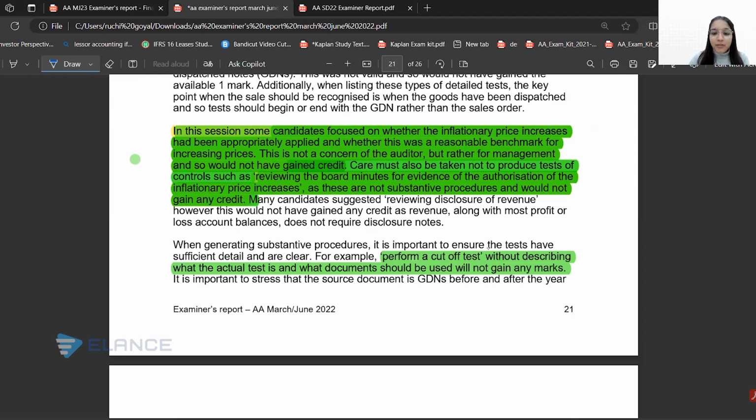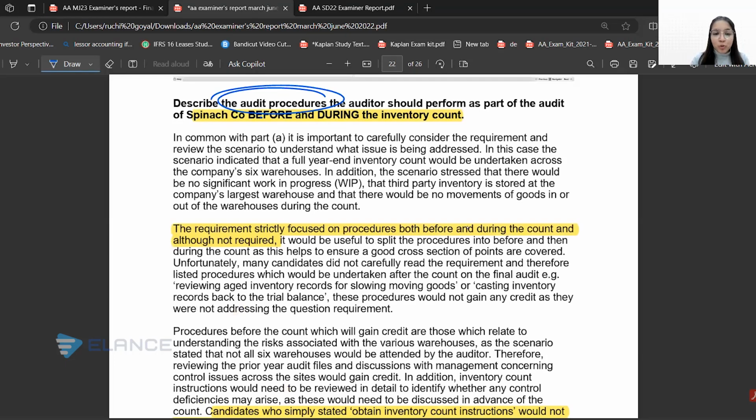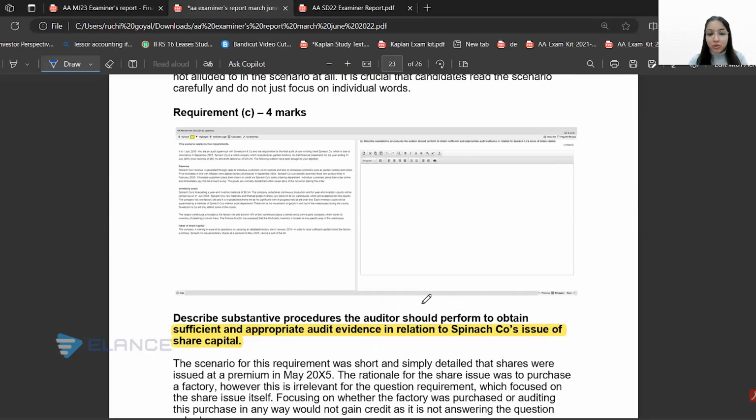Now, again, a vague answer: perform cutoff testing. Why? Which document? Which test? What is the actual test? What will be the documents that you will be using? So again, if you write a vague answer, no marks are given. Again, I wanted to highlight this: before and during the inventory count. Will I get marks if I write procedures for after the inventory count? If somebody has not read the question carefully and keeps on writing inventory procedures after the inventory count, guys, you will not get any marks. Please pay attention to this, okay?